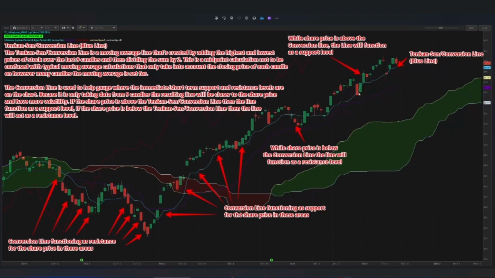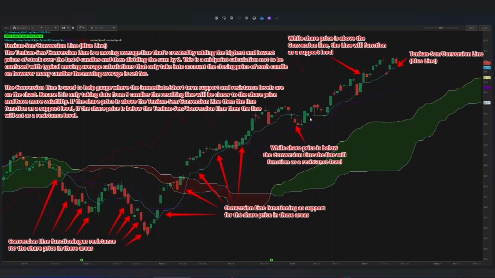That means this blue conversion line will act as a significant level of short-term support for that stock. You'll see this area right here, the share price did break beneath the conversion line, so that's significant. It broke the short-term support, but the very next candle, it did break right back above that short-term support. Over here's an example of the share price breaking beneath the conversion line. So when the share price breaks beneath the conversion line, this conversion line turns into a resistance line. So instead of support, it's now resistance.